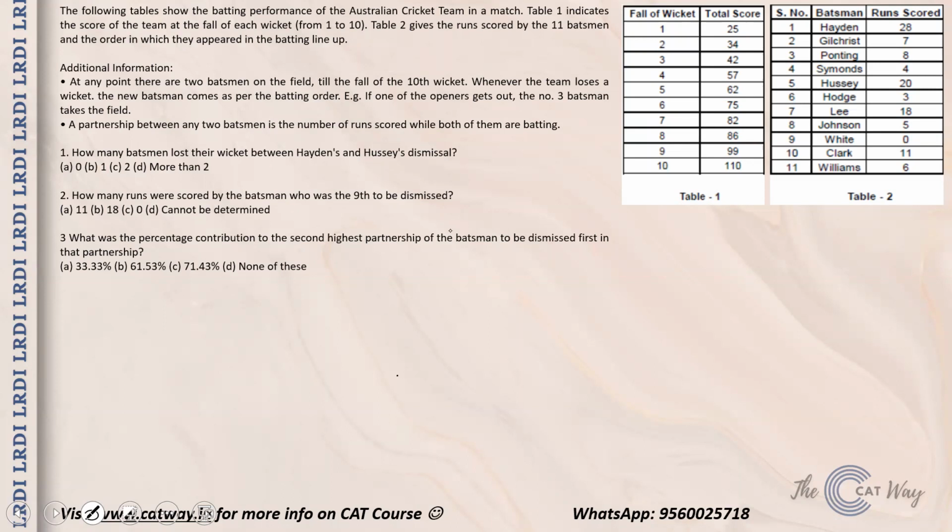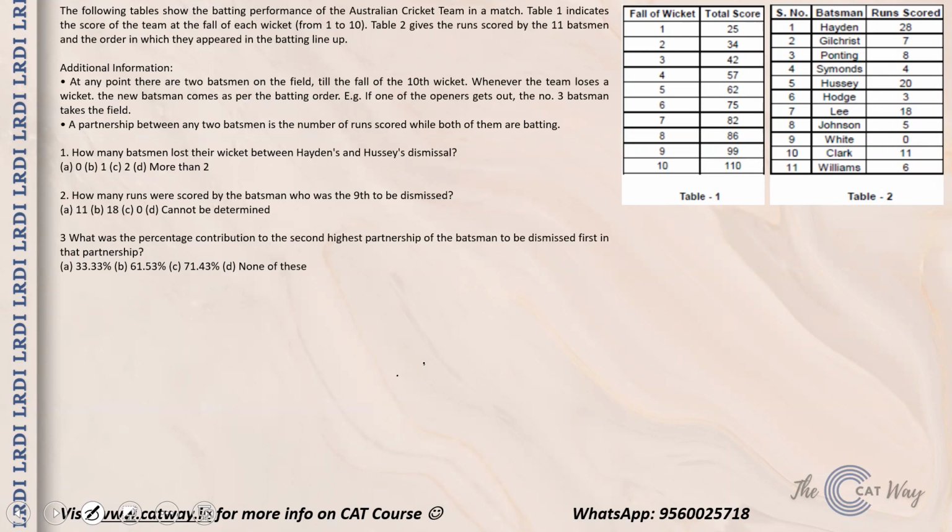Okay, the data has been given to us for the fall of wicket, the total score at the time the wicket fell. Then table 2 shows the serial order in which the batsman came to bat, the name of the batsman, and the runs they scored individually. Additional information is that at any point there are two batsmen on the field till the fall of the 10th wicket. Whenever the team loses a wicket, a new batsman comes as per the batting order. Example, if one of the openers get out, the number 3 batsman takes the field. Now a partnership between any two batsmen is the number of runs scored while both of them are batting.